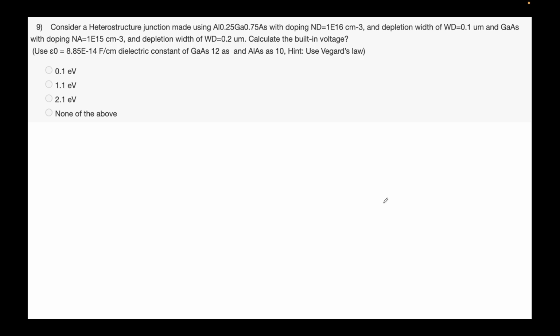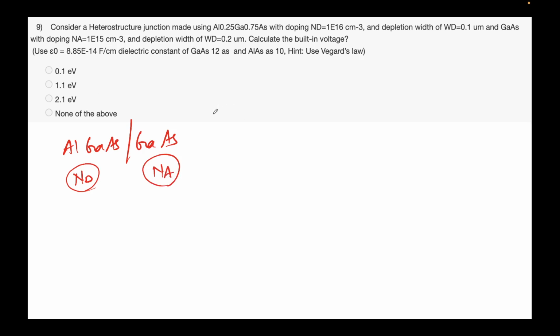Okay, we are almost out of time, but I have just one last question. We have a heterostructure made of 25% aluminum arsenide, sorry, not aluminum nitride, and its doping is 1e16. The depletion width is given as 0.1 microns. So I'll write this: aluminium gallium arsenide versus gallium arsenide. This is n-type doped, this is p-type doped, and we need to calculate the built-in voltage.